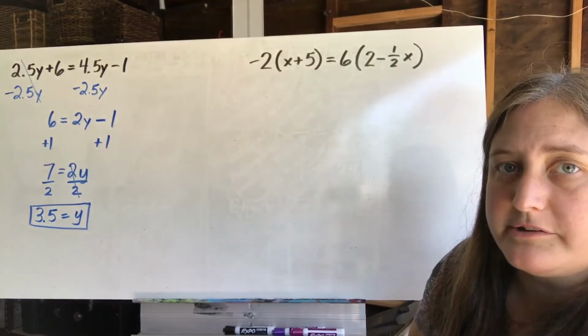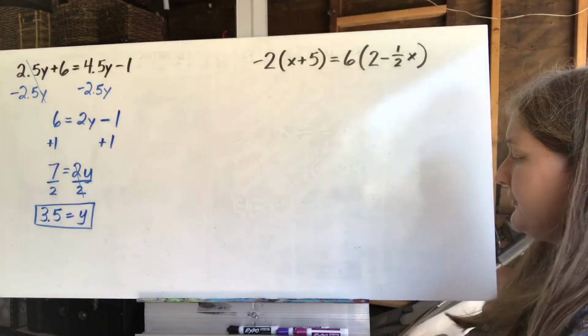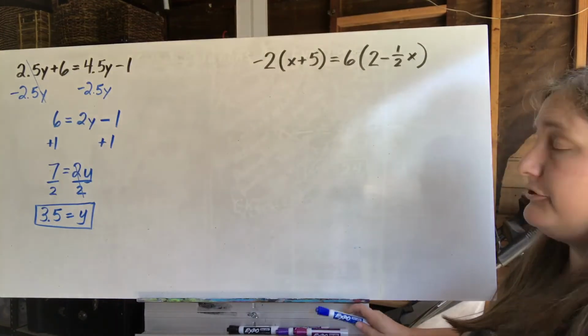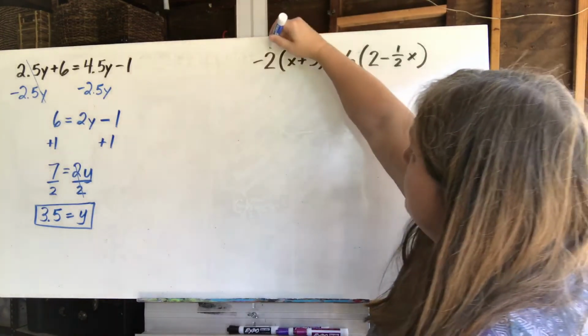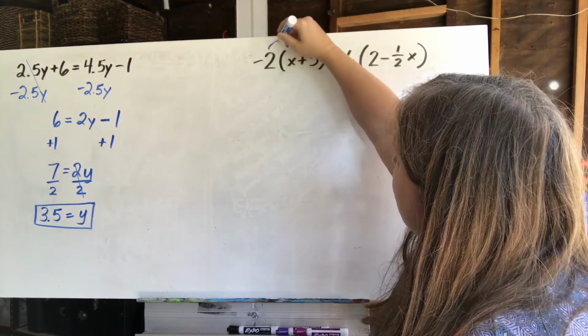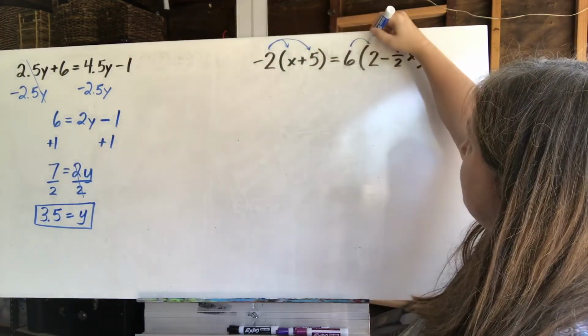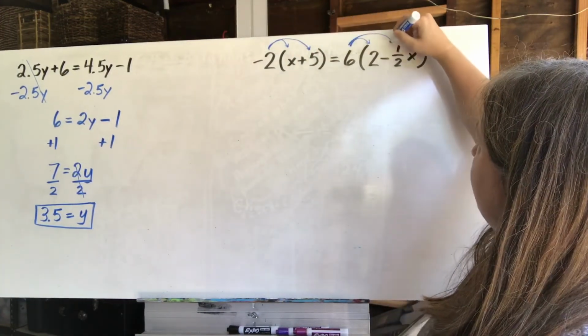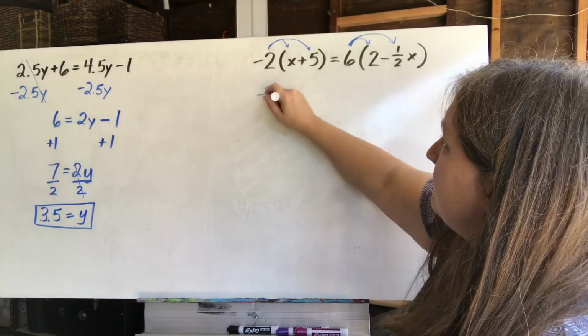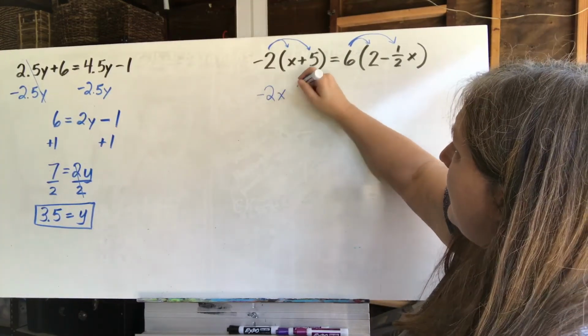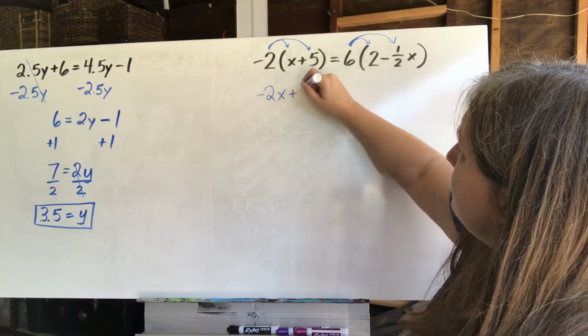Let's try another one here together. So for this one, we're going to have to do some distributing first, because right now the problem is just too complex to solve as is. So I'm going to have negative 2x plus negative 10.